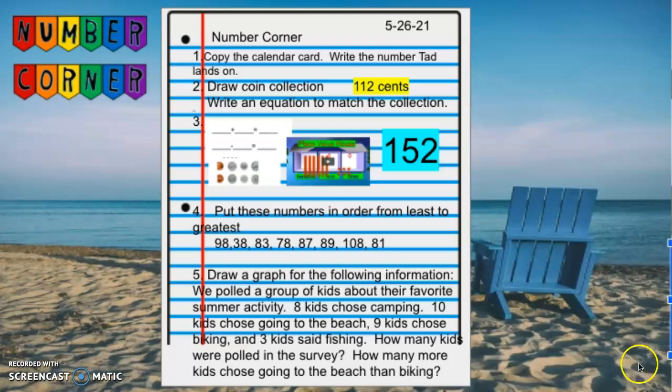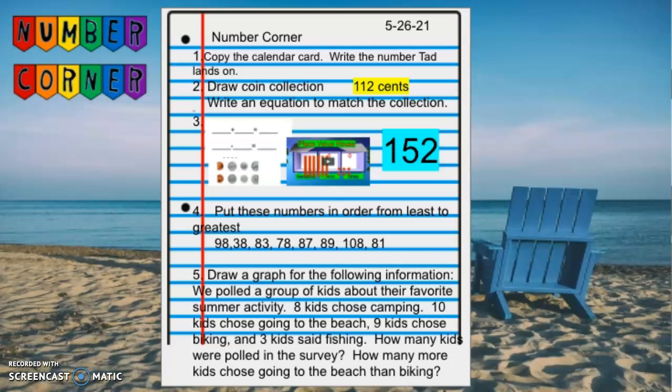Number 5 has a lot of parts. Your first part is to create the graph. Draw a graph for the following information. We polled a group of kids about their favorite summer activity. 8 kids chose camping, 10 kids chose going to the beach, 9 kids chose biking, and 3 kids said fishing. Press pause if you need more time to complete the graph.